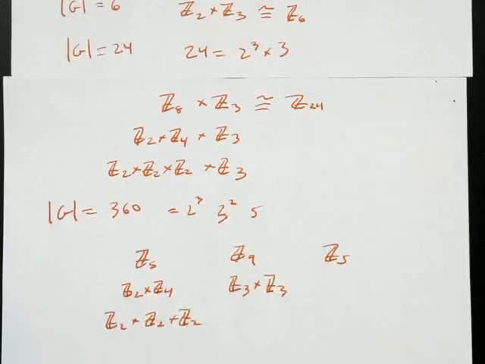And now you get to play mix and match. One from column A, one from column B, one from column C. Which gives you how many options? Only 6. Which means if you give me a group with 360 things in it, it looks like one of these 6 options and nothing else. As long as it's abelian.